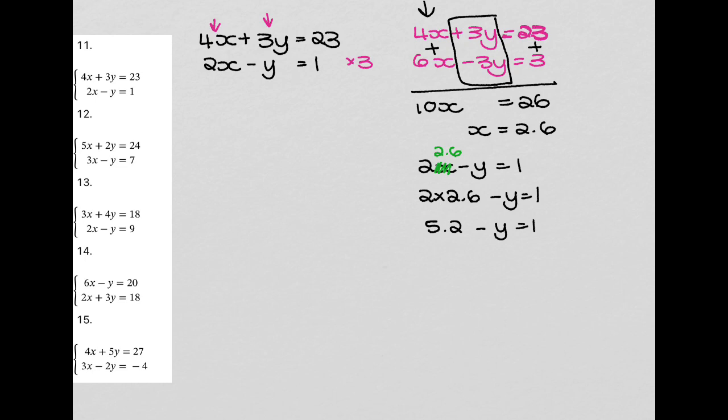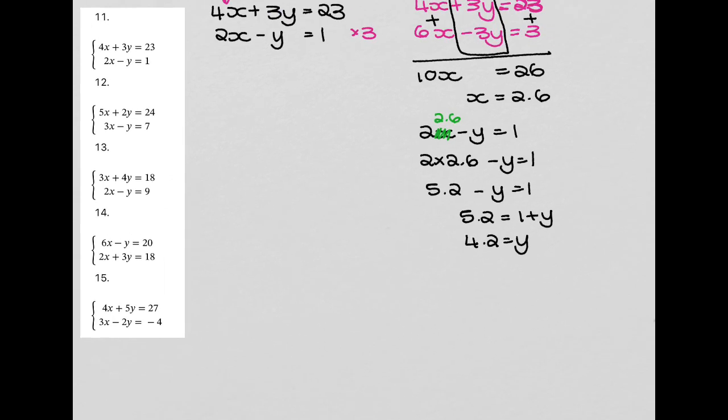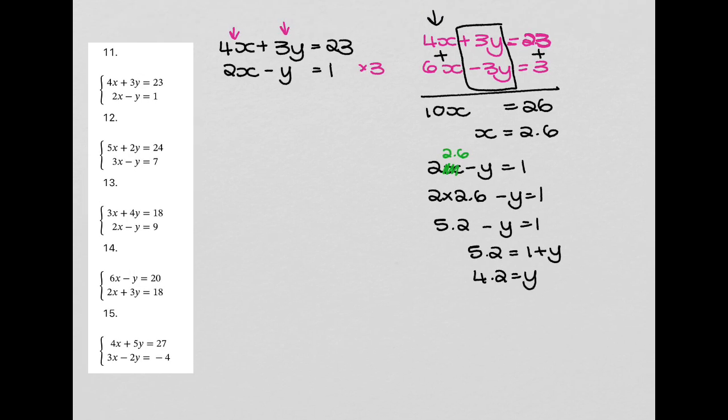You've got a couple of options here. Either you take the 5.2 to the other side and make it negative, and then divide by negative 1, or take the y across and make it positive, which is what I would do. So I'm going to say 5.2 is equal to 1 plus y. Then I'm going to bring the 1 across and subtract it. So I get 4.2 equals y, and that is my value for y. So that is the solution to question 11.